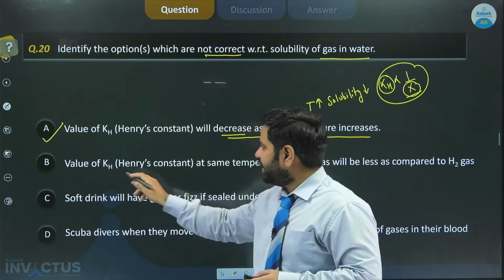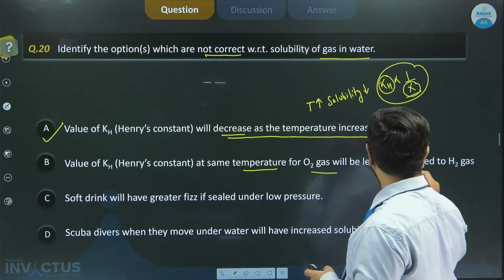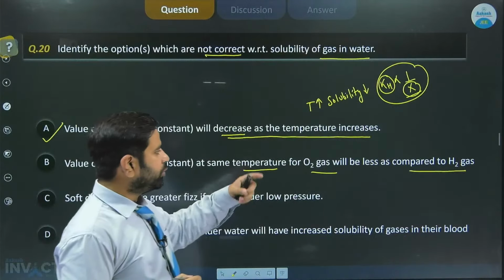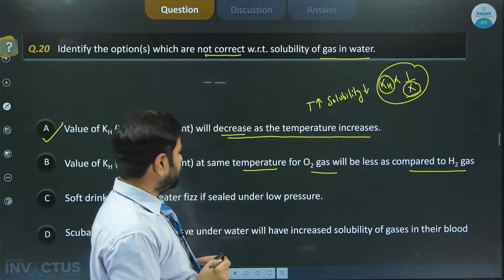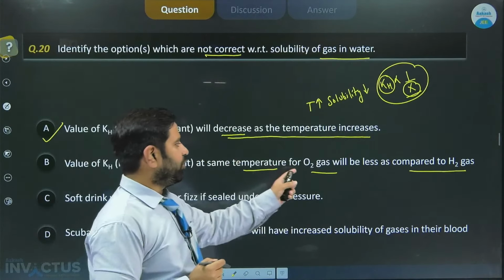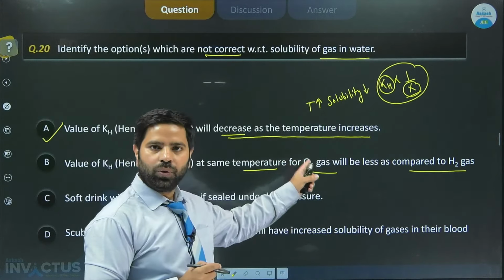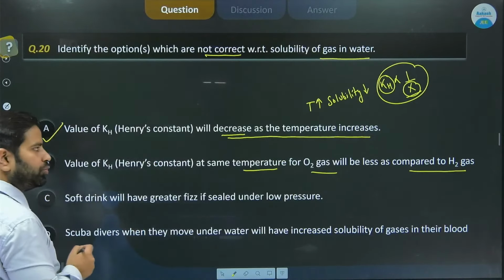Option 2, value of KH, Henry's constant at the same temperature for O2 gas will be less compared to the H2 gas. So O2 is more soluble in water than the hydrogen gas. So we can say if O2 is more soluble, the Henry's constant value for O2 would be less. So this is the correct option. We have to choose incorrect.